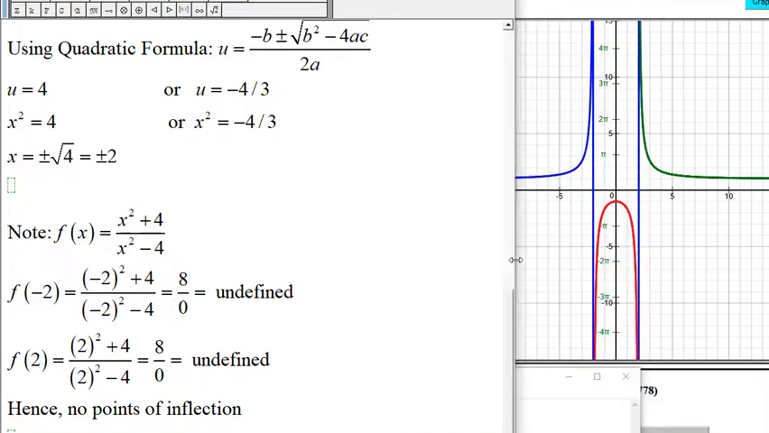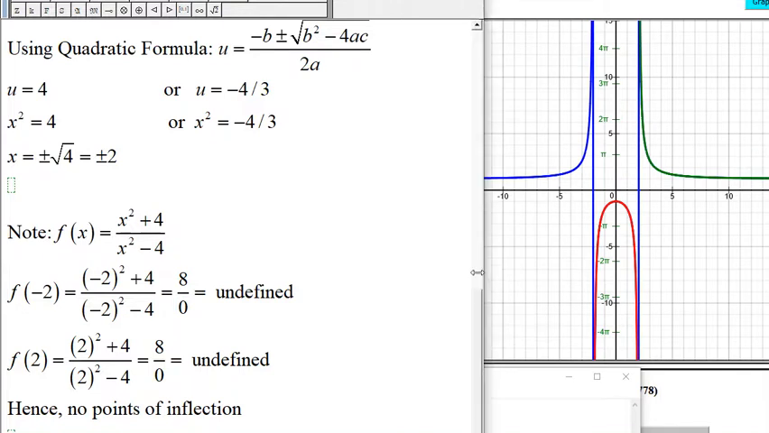If we look back at the graph, the reason we get undefined is that we have vertical asymptotes at negative 2 and at 2. Because f of negative 2 is undefined and f of 2 is undefined, we don't have any points of inflection, even though the concavity is upward here and then downward here. So it changes at x equal to negative 2, but no points of inflection since f of negative 2 is undefined, and f of 2 is also undefined.